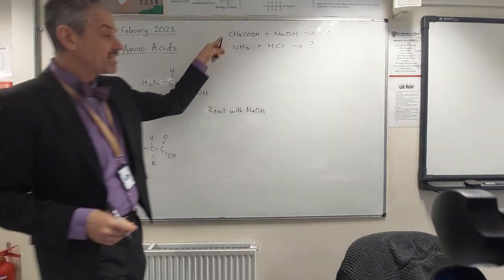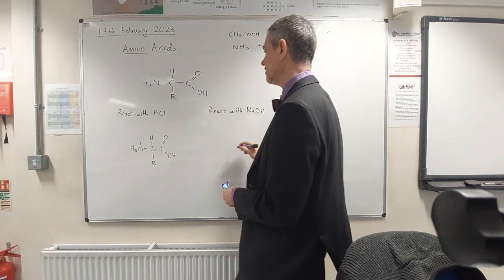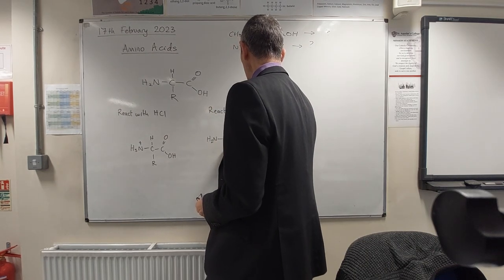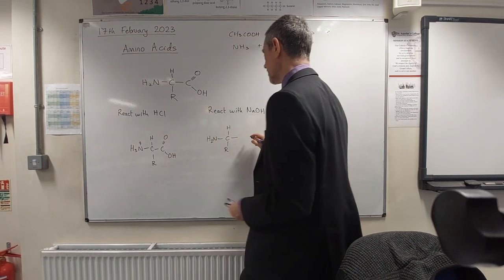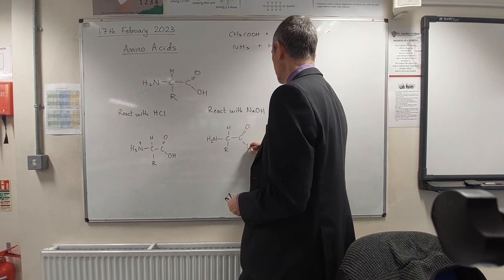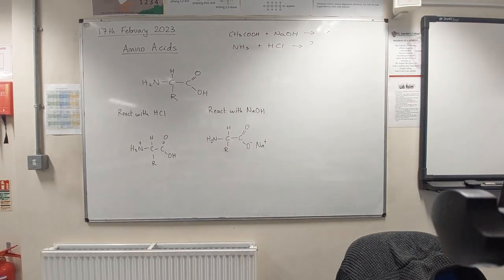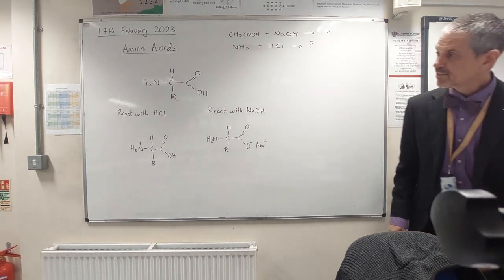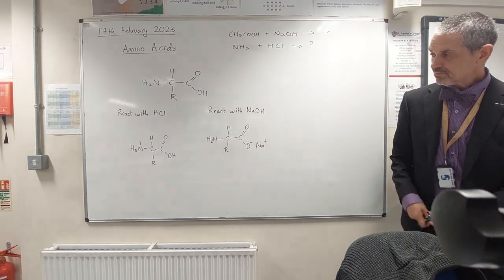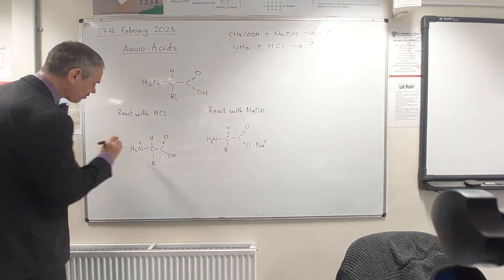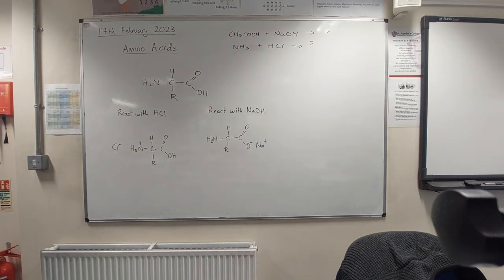Whereas when I start with a base, bases react with acids, right? So the amine would be untouched, and we get something like a sodium salt at that end there. Of course, I haven't put the chloride in here. The chloride would be presumably hanging around somewhere there.